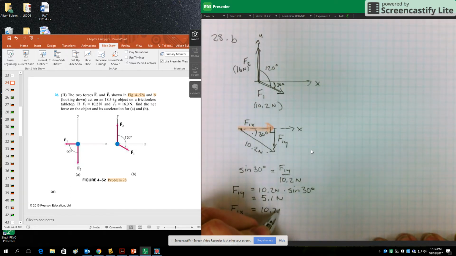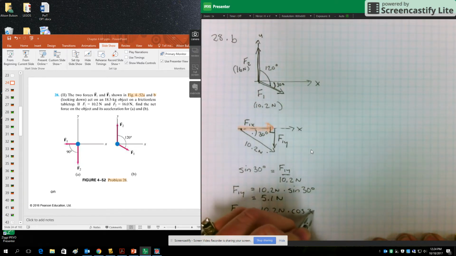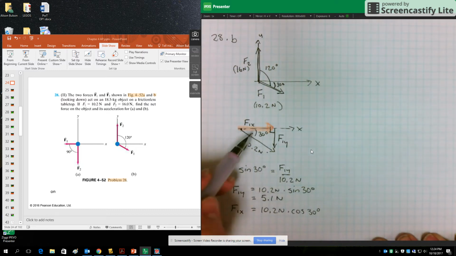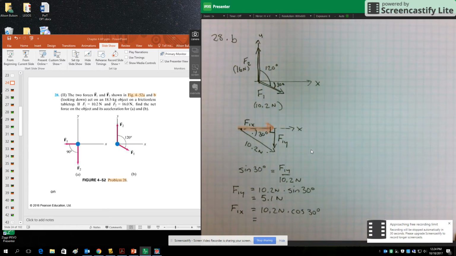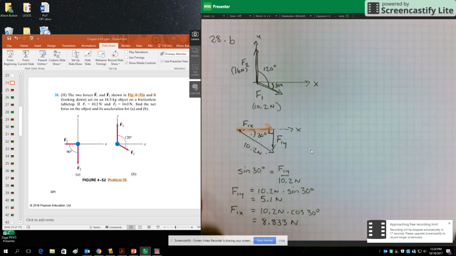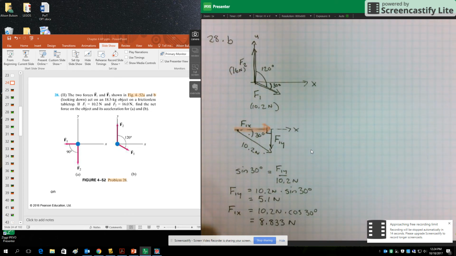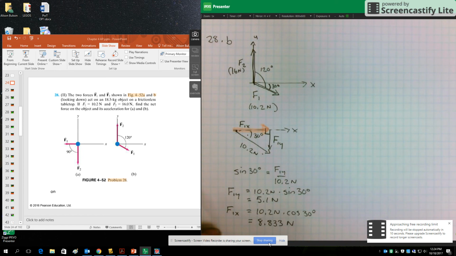And then F1x will be 10.2 newtons times cosine of 30 degrees. Using the same reasoning here, except cosine of 30 is adjacent over hypotenuse, and then rearranging. And this is 8.833 newtons. So I've got my two components, and I'm reaching my recording limit. So I'll pause here and restart the recording.